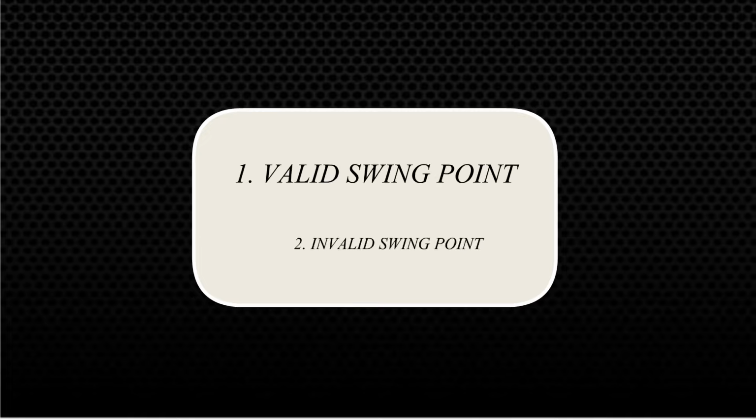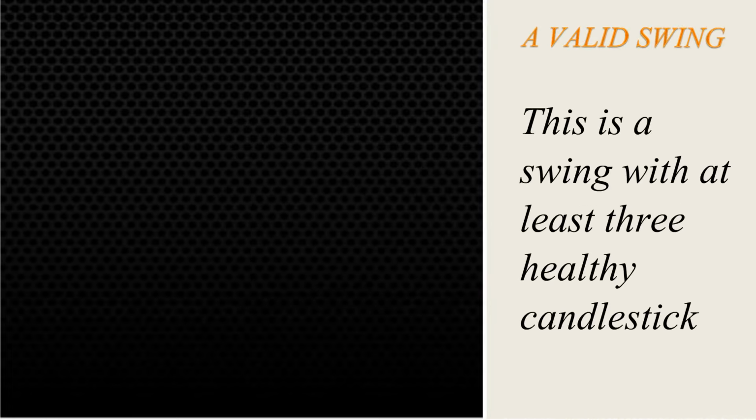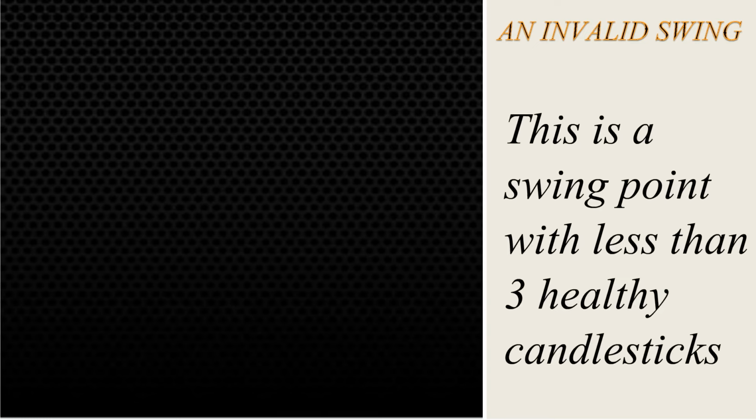There are two basic types of swings: the valid swing points and invalid swing points. The valid swing point is a swing point with at least 3 healthy candlesticks. On the other hand, an invalid swing point is a swing point with less than 3 healthy candlesticks.